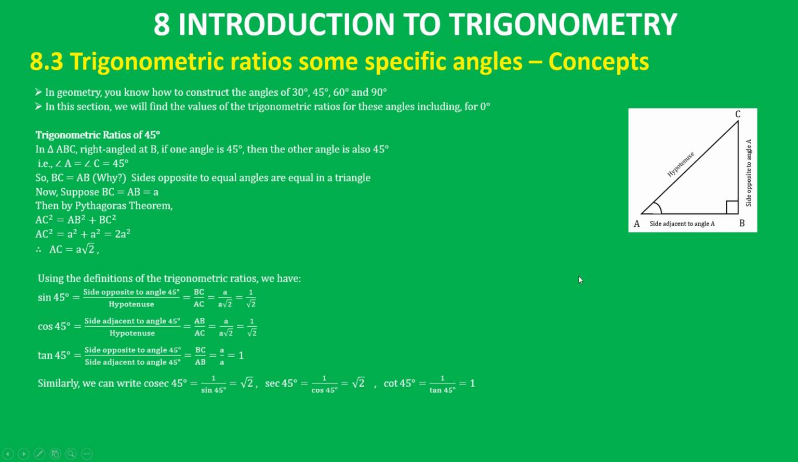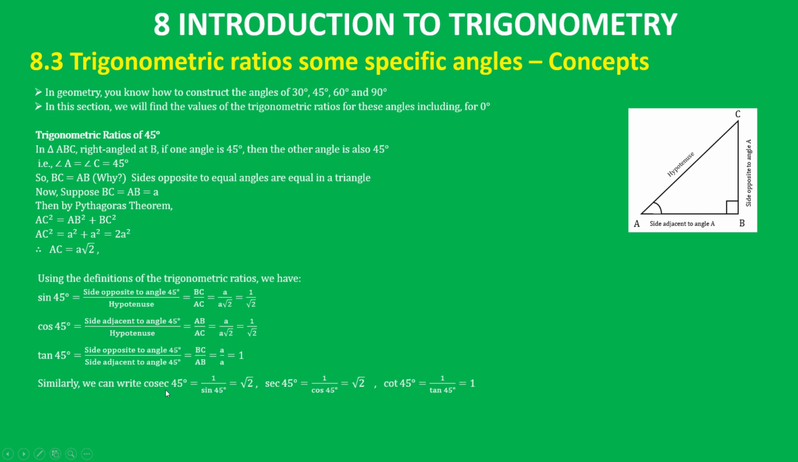Cos 45 degrees. What is cos 45? Adjacent side, side adjacent to angle 45 degrees by hypotenuse. AB by AC is equal to a by a root 2 is equal to 1 by root 2, correct? Tan 45. Tan 45 is what? Side opposite to angle 45 degrees and side adjacent to angle 45, that is BC by AB. What is BC? a. And what is AB? a. a by a is equal to 1, correct?